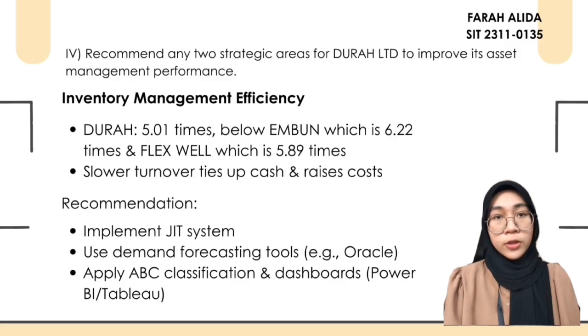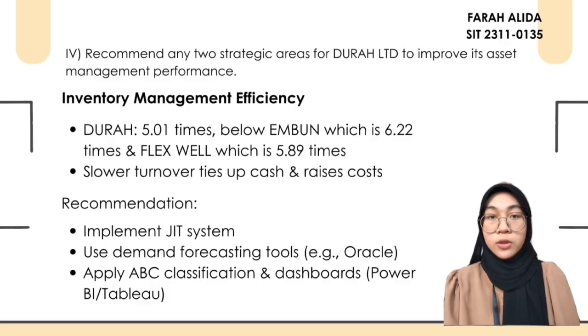Although Dura's inventory turnover improved from 4.36 times in 2023 to 5.01 times in 2024, it still falls behind ABDUL, which is 6.22 times, and Flexwell, which is 5.89 times. This means that inventory is moving more slowly through the business.